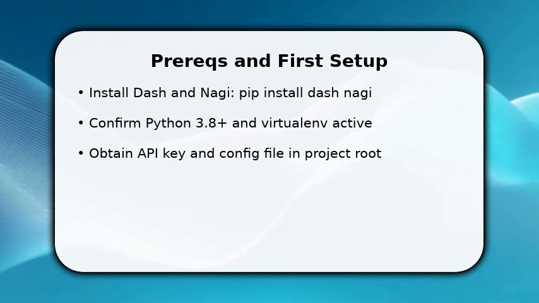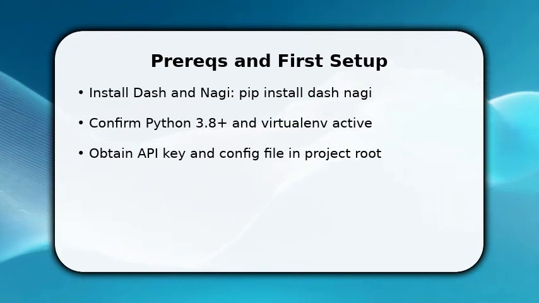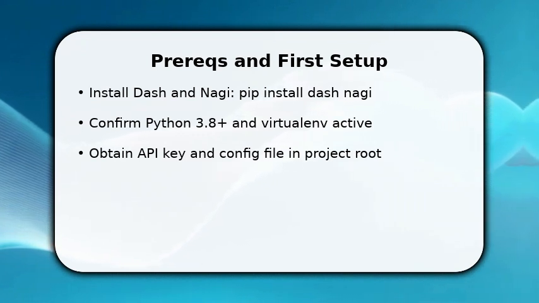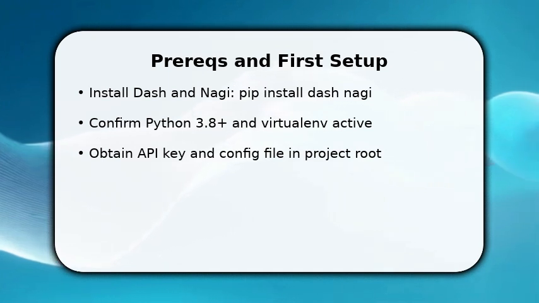You begin by preparing only what's necessary: a Python 3.8+ environment with virtualenv and the Dash and Nagi packages installed. Once done, place your Nagi config and API key in the project root so the services can authenticate.